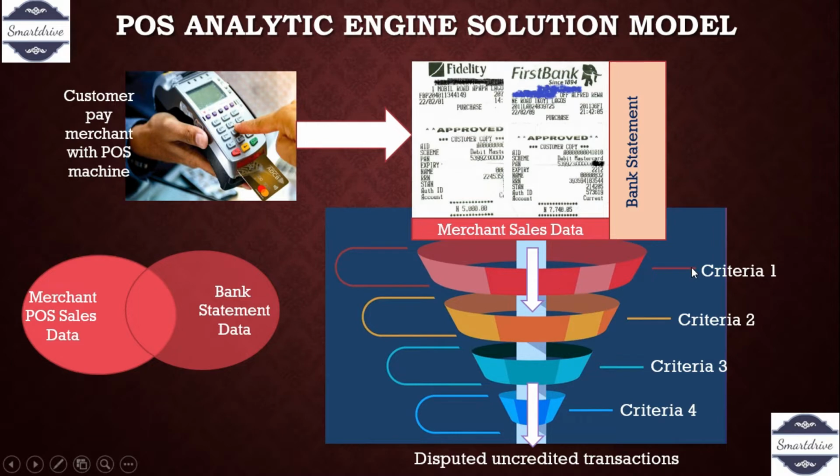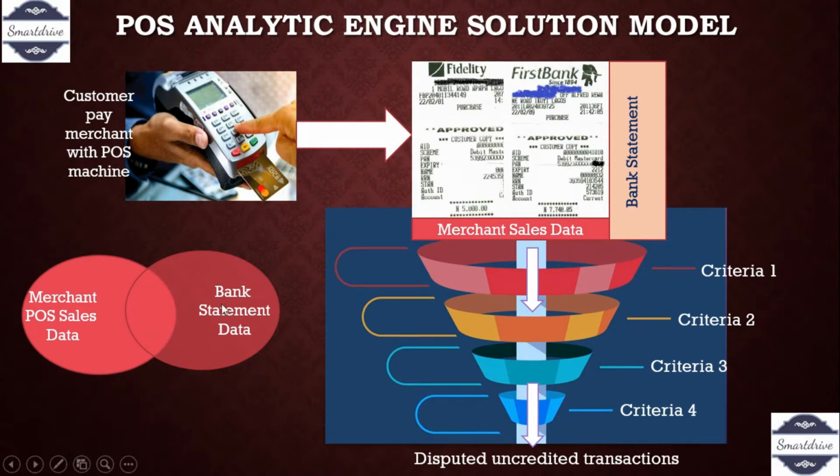So the first criteria is set here. For you to run this first criteria, which I'm going to show you in a demo session, what it does is compare. This is your bank statement, in this sphere, and this is the merchant sales record. Once you put these two records into the analytic engine, it will use the first criteria to do this comparison. The transactions that are in the merchant sales database and are also found in the bank statement are kept here in the intersection. So that's the first criteria.